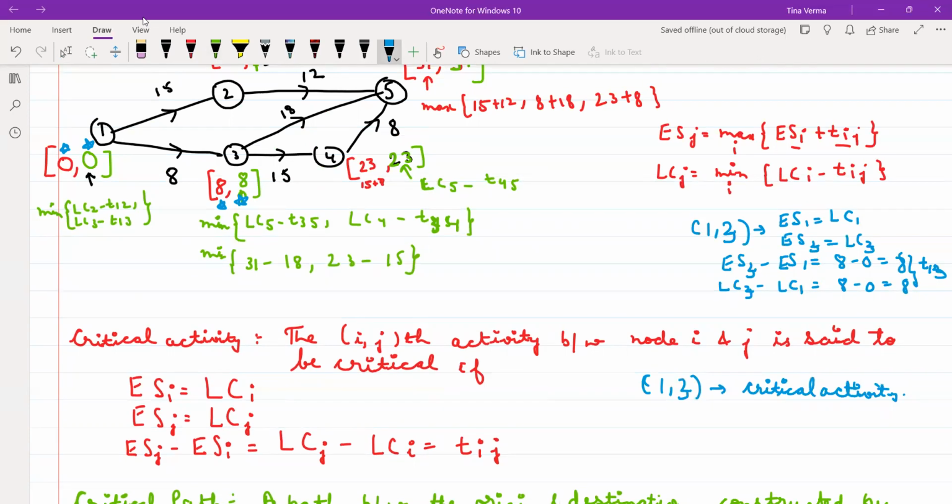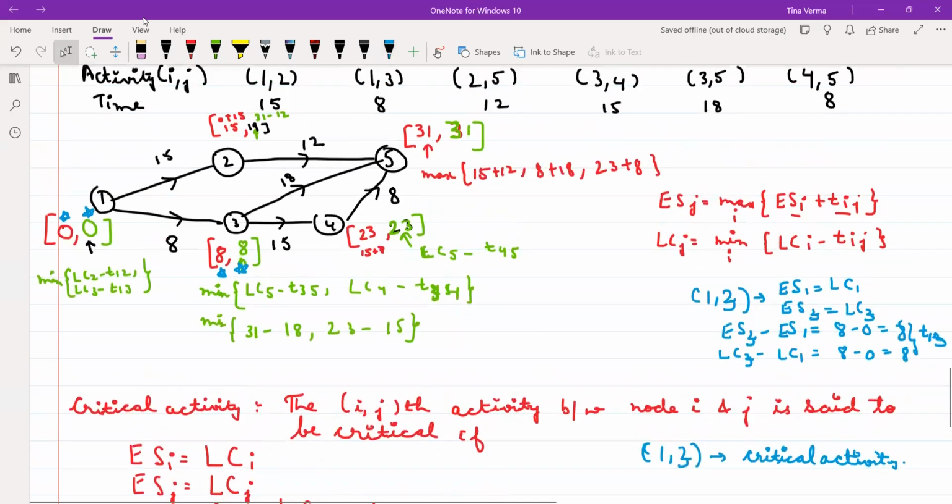Is it clear? Now you can see, if you go from 1 to 2, your ES1 is equal to LC1. This is okay. But ES2 is not equal to LC2. This means the 1-2 activity is not my critical activity. Clear? Here ES1 is equal to my LC1, but ES2 is not equal to my LC2. That means 1-2 is not my critical activity. Is it clear? Yes or no?